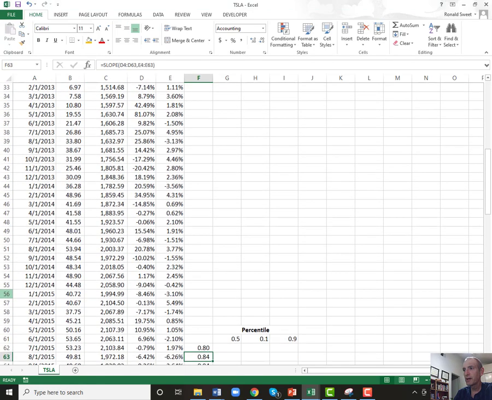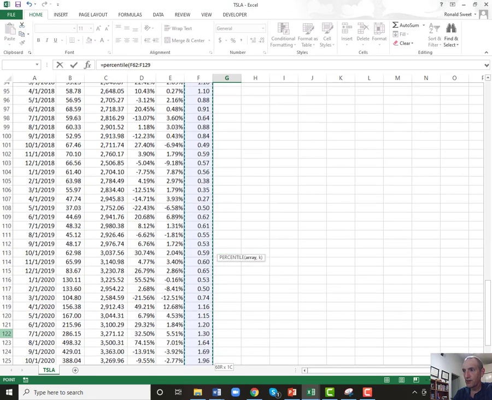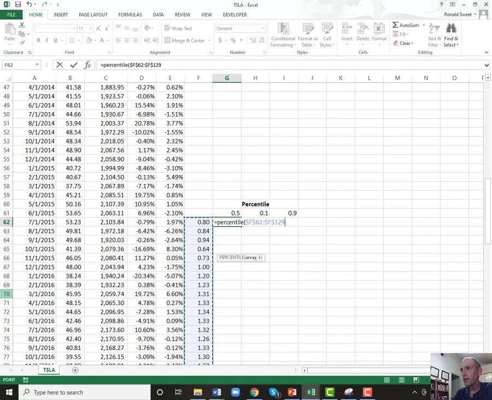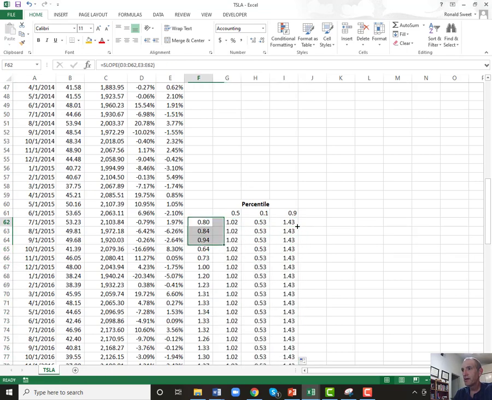So there's my rolling beta. And then I'm going to do equal percentile. And I'm going to highlight this whole area, hit my F4 to lock it in, comma, my percentile, and I'll lock that in by locking in the row. So the median is only 1.02. They've been as low as 0.53. 90% of the time they've been below 1.43. So right now at above 2, they're in a very, very high period.